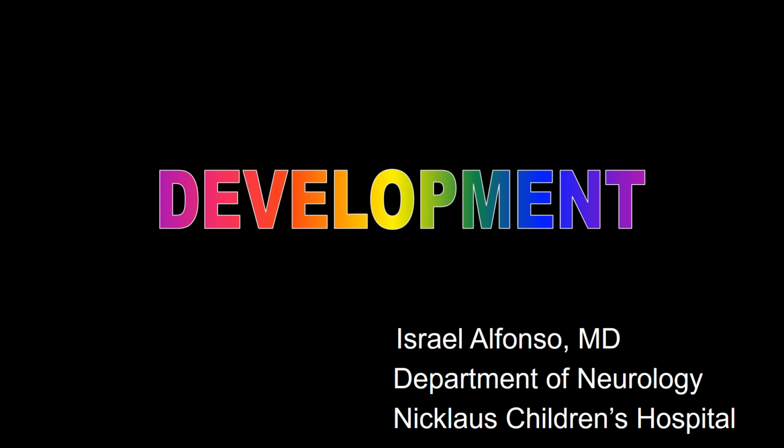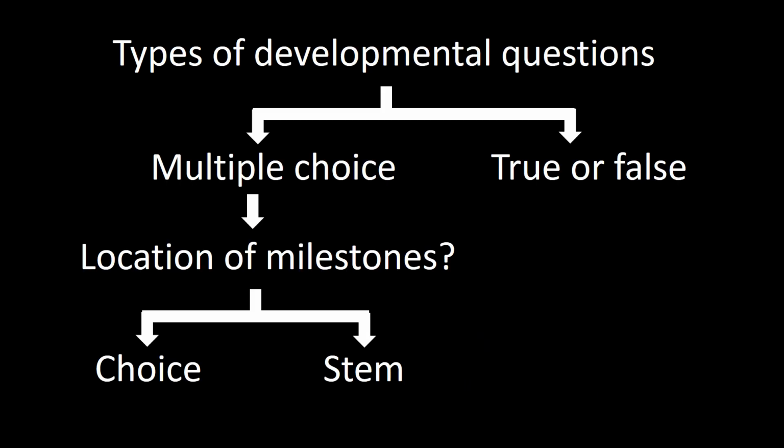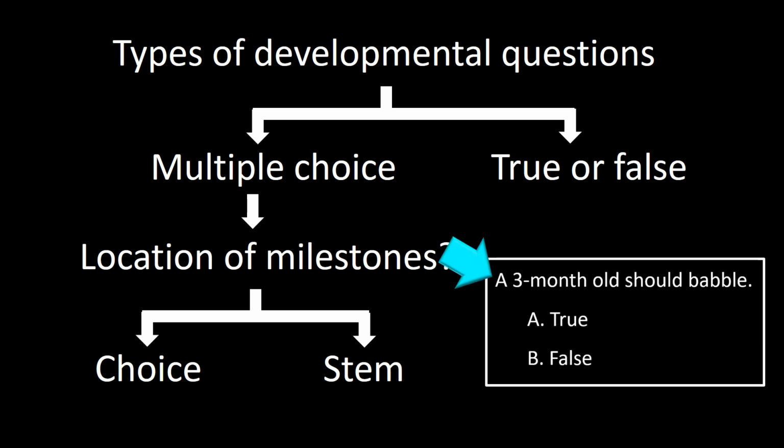This talk is about development, more specifically about answering developmental questions. Developmental questions have very different wordings, but when boiled down, when they are translated to developmental jargon, they are of two general types: true or false questions. As you can see here, in true or false questions, the stem of the question usually consists of a single sentence with an age or an age equivalent and one or more milestones.